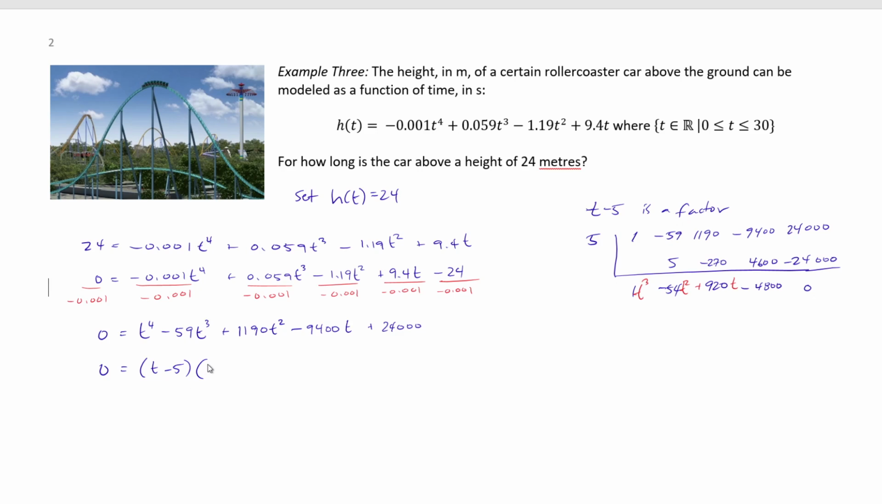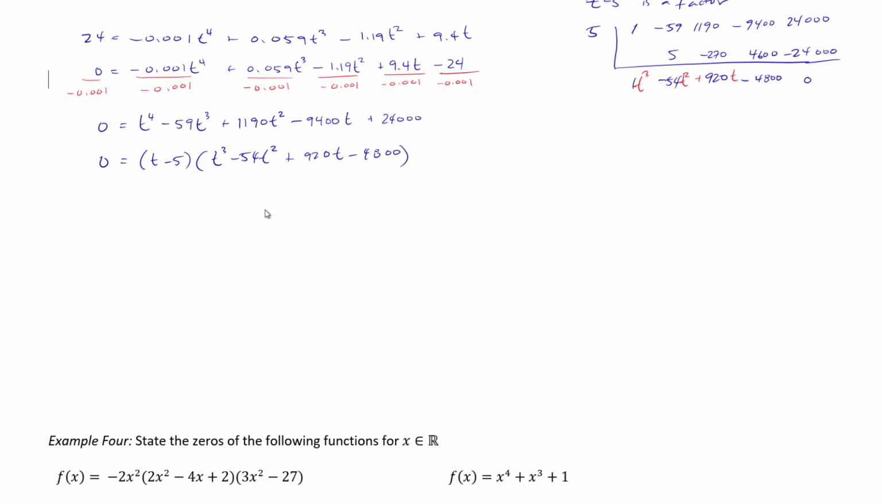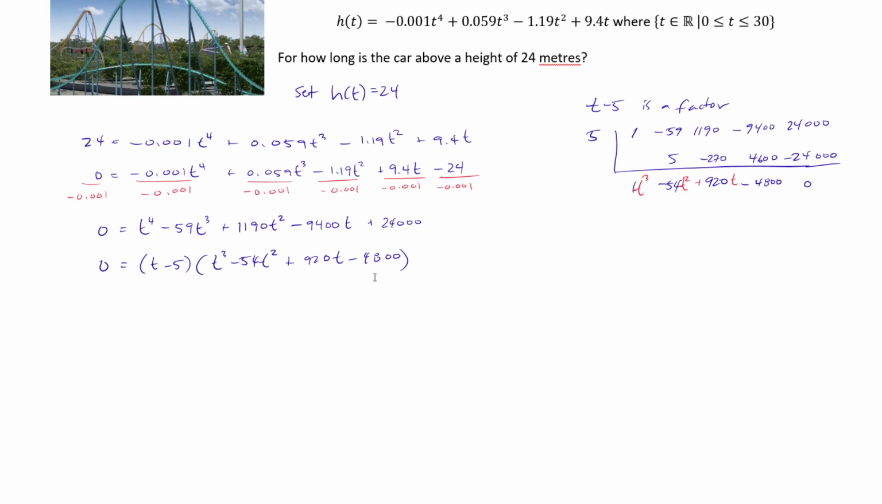So 0 is equal to t minus 5, and then I have, as I said, t cubed minus 54t squared plus 920t minus 4,800. I need to factor this even further. I previously tried to factor this by grouping, but I couldn't find anything that would work here. So I have to use my factor theorem again. I look at this final value, negative 4,800, and I'm only going to look at positive values of t because that's what my restrictions were.